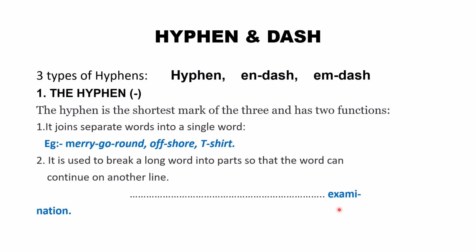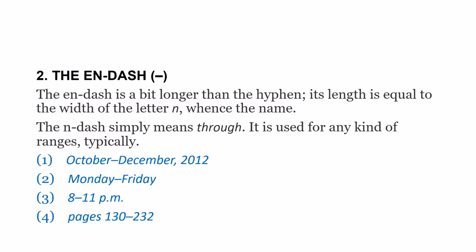So this is the word examination, which cannot fit into the line. So I have to break it. So I broke it and then I used a hyphen to indicate that the word is continued in the next sentence. Then the second type of hyphen is called as n dash.